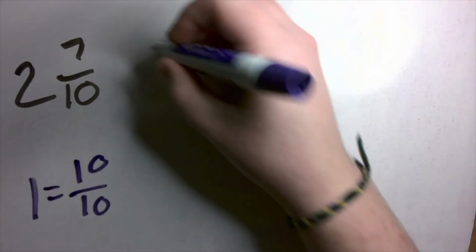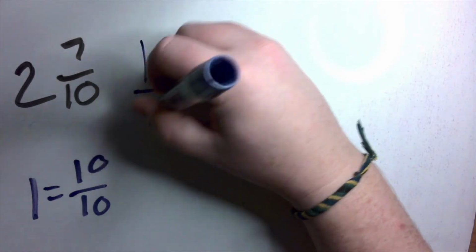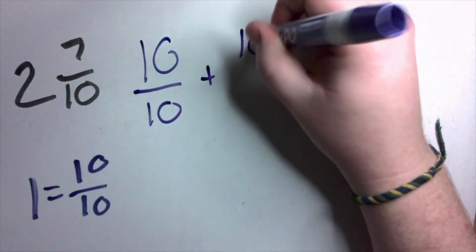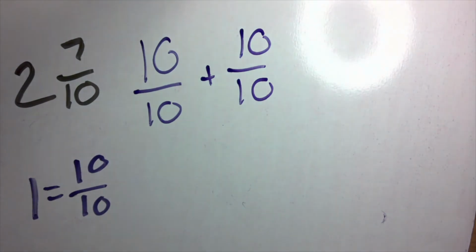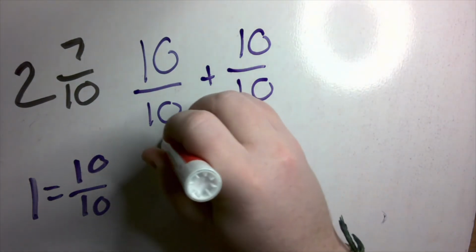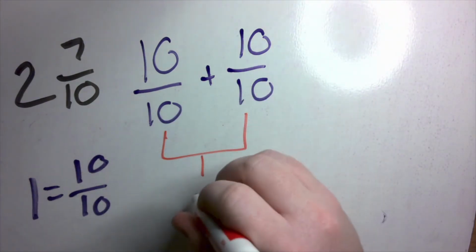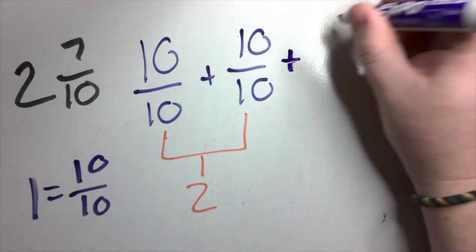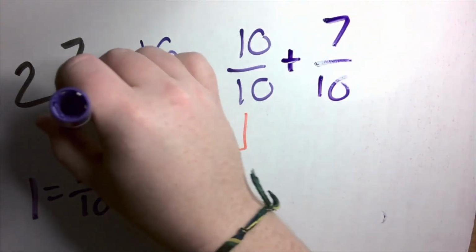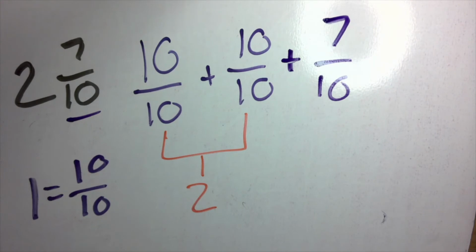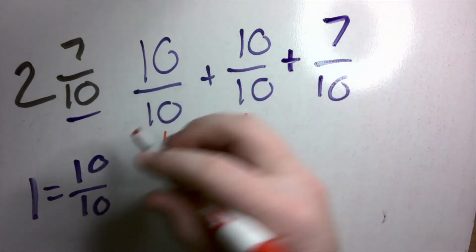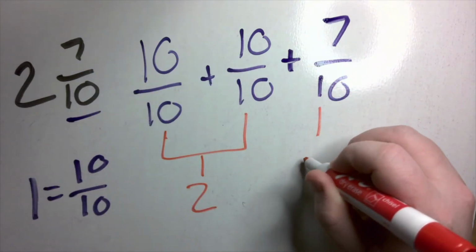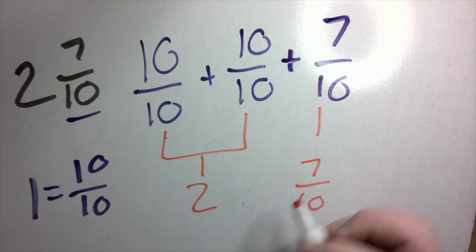So we're going to split 10/10, 10/10, and 10/10. 2 is now represented right here. So 10/10 plus 10/10 is the same as saying 2. Now, we're also going to add 7/10 because we still got it hanging out over here. So 7/10 is obviously our 7/10. If you look, we still have our 2 and 7/10.